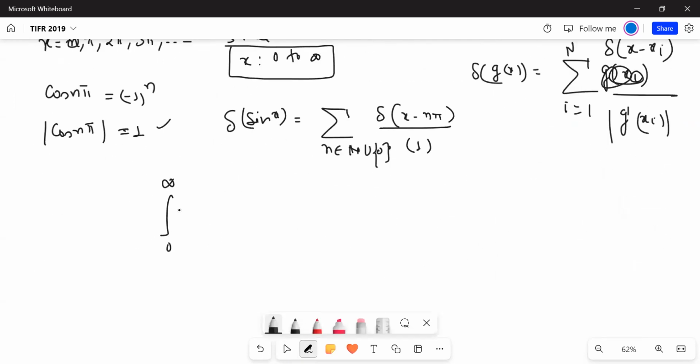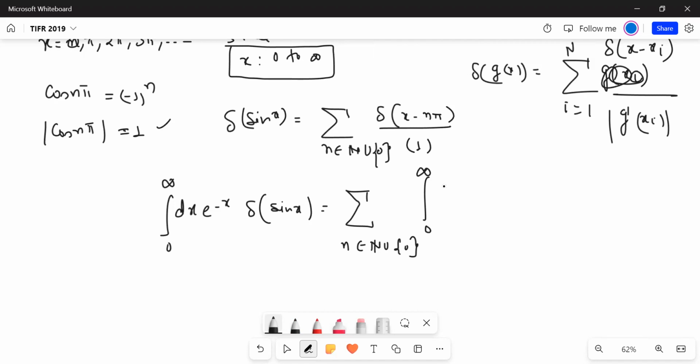Integration is from 0 to infinity dx e to power minus x Dirac of sine of x. And what would it be equal to? It would be equivalent to writing n belongs to natural numbers union 0, and then you have this integration from 0 to infinity, dx, e to power minus x, Dirac of x minus n pi.